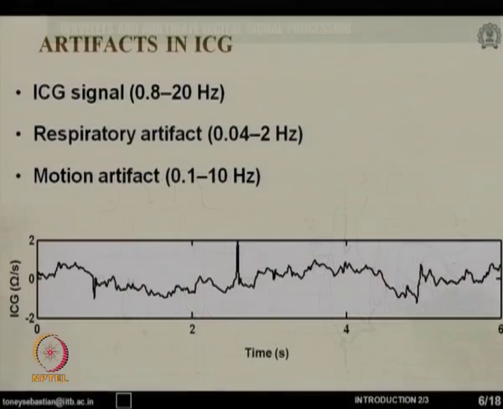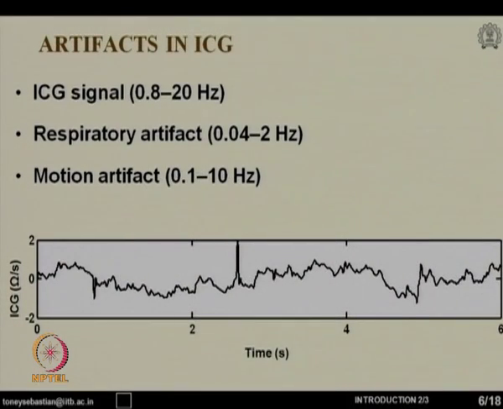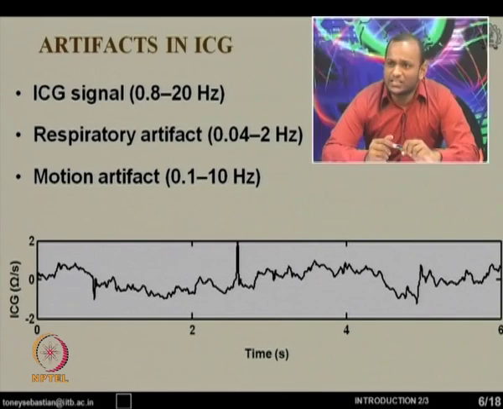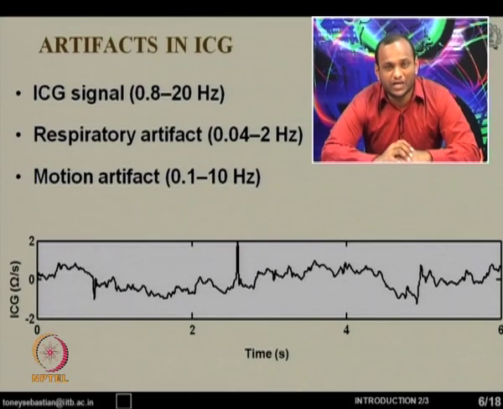Now coming back to the artifacts, the impedance cardiography signal basically has a few types of artifacts. What are artifacts? Artifacts are man-made signals which are unnecessary from the impedance cardiographic point of view. Now we have two types of major artifacts: the respiratory artifact and the motion artifact.